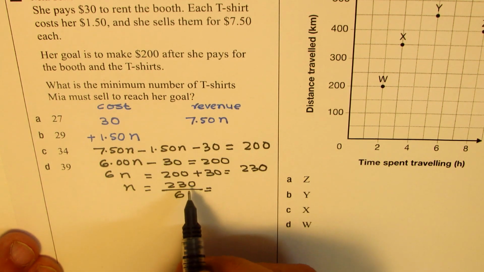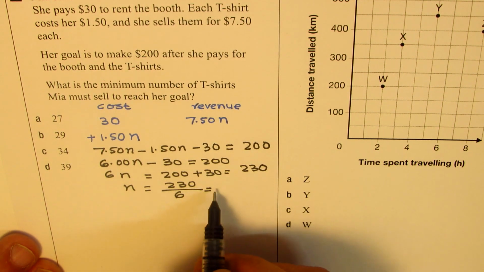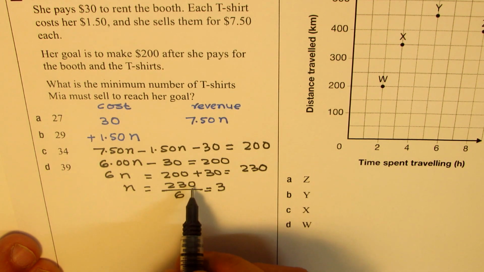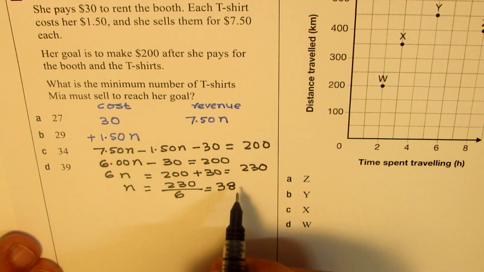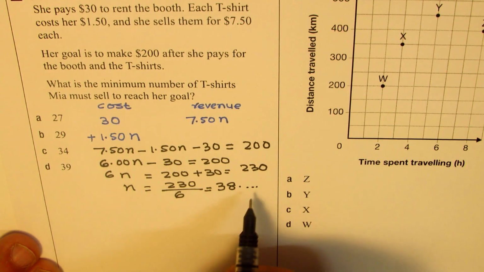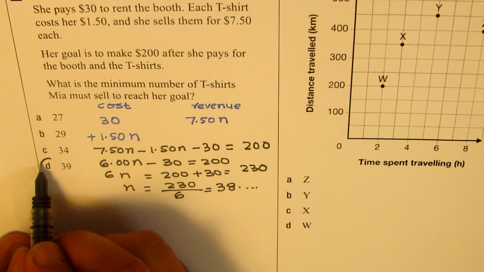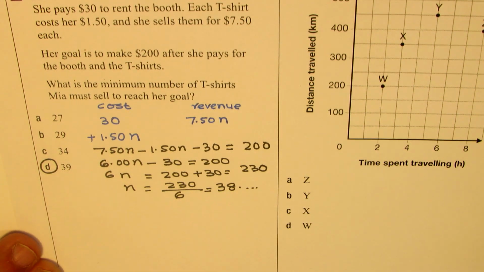6 times 4 is 24, so less than that. 6 times 3 is 18. And 50, 6 times 8 is 48 point something, right? That means she has to sell more than that, right? A round number, 39 is your answer.